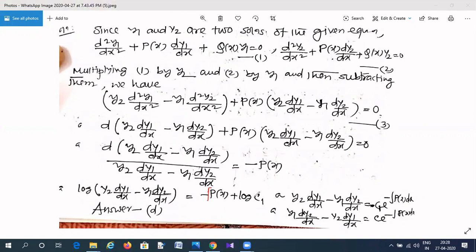So y2 dy1/dx minus y1 dy2/dx is equal to e to the power, taking the constant as c1, c1 e to the power minus integration p(x) dx. Now if we take c1 as minus c, we'll get our result, and we'll get option D. So this is the solution of question number 6. Now the next question, that is question number 7.